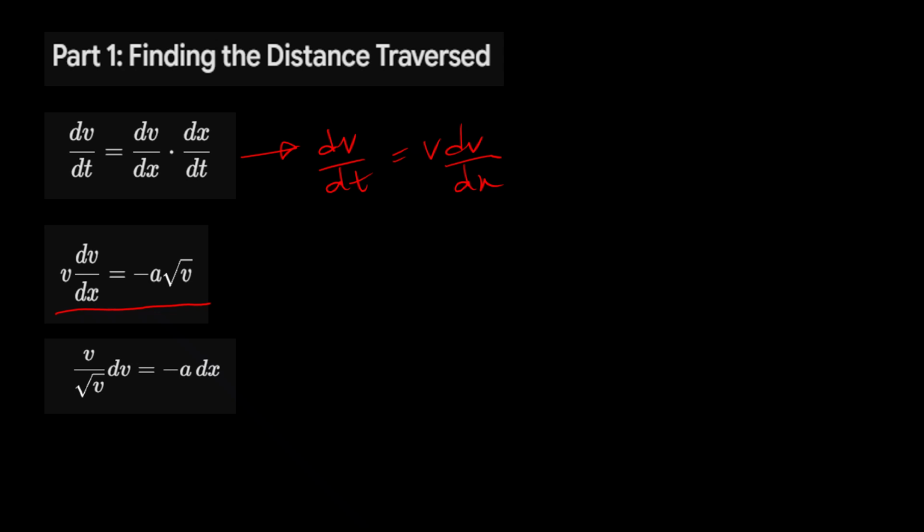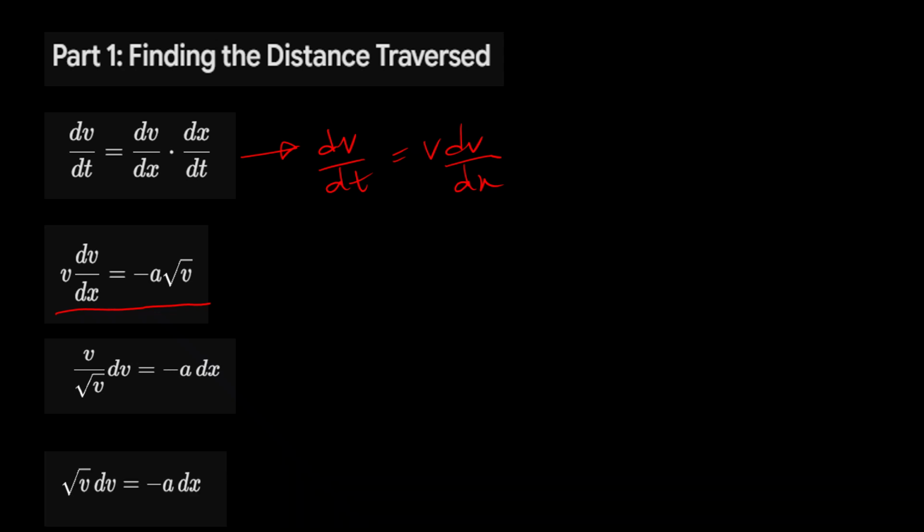Next, we separate the variables. Bringing the terms with v to one side and dx to the other, we get v divided by root v times dv equals negative a dx. Finally, simplifying the left side, we get root v dv equals negative a dx.